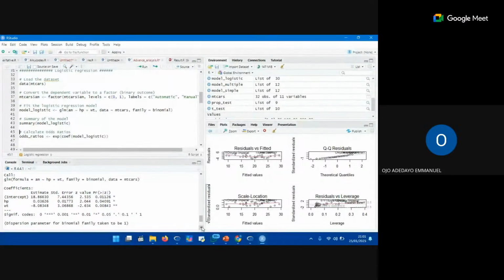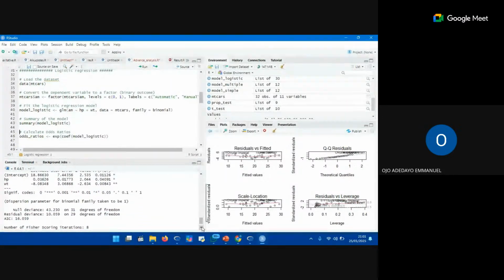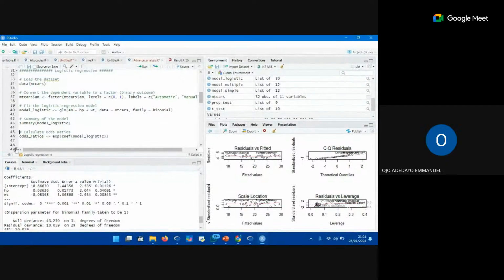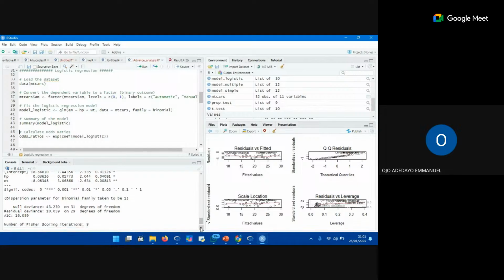Then in logistic regression, we normally consider what we call the odd ratio. The odd ratio simply means the exponential of your coefficient. We can also calculate the odd ratio, that is what I have here. If you take the exponential of your coefficient, you are going to get the odd ratio. So we use the odd ratio to also interpret.